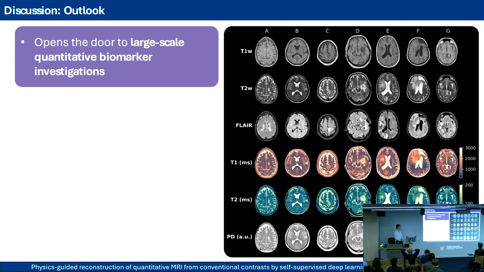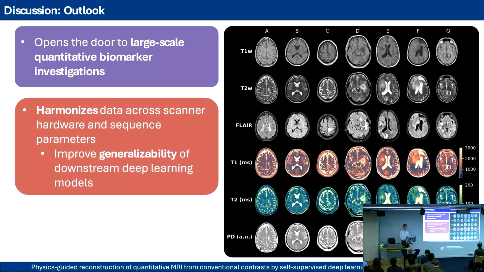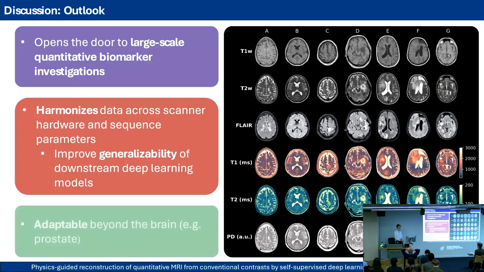So this potentially opens the door to large-scale quantitative biomarker investigations in a lot of different pathologies, because we can leverage retrospective data, and this potentially might speed up the clinical adoption of dedicated quantitative MRI techniques. Also, it effectively harmonizes data across scanner hardware and sequence parameters, and by using these generated quantitative maps, it might improve the generalizability of downstream deep learning models. So that's also a nice thing.